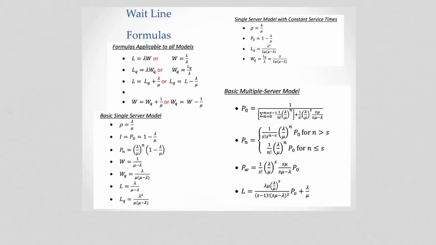And also, here are the formulas. Just to recap, these are the same formulas we talked about in class. There are some formulas applicable to all the models. We've got the basic single server, the IGA model, the automatic car wash model, and the multiple server model, which is, of course, like your bank model. All right, so far so good.